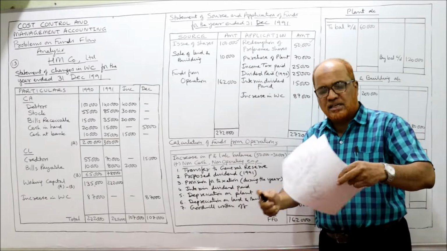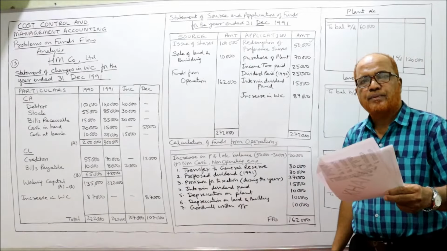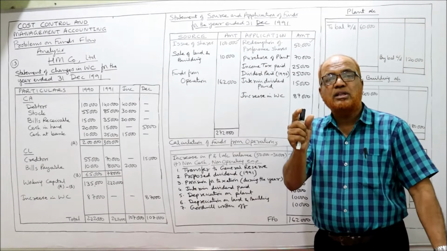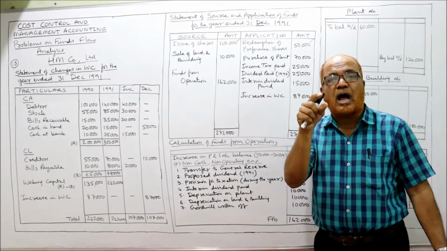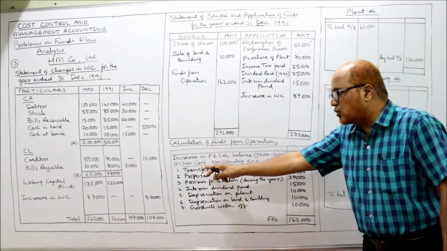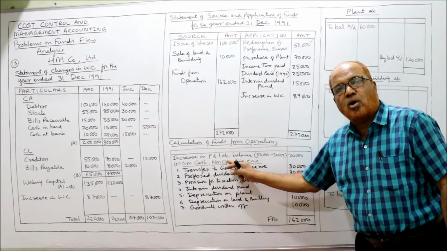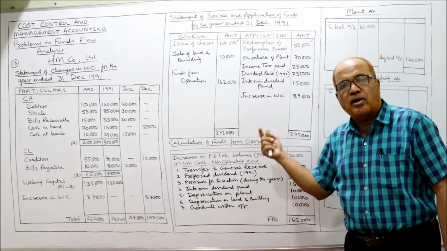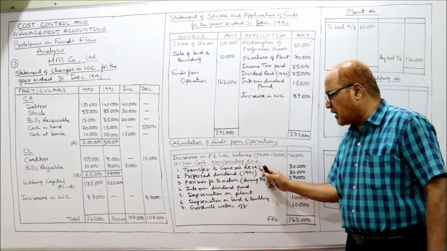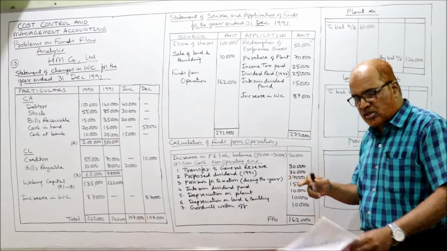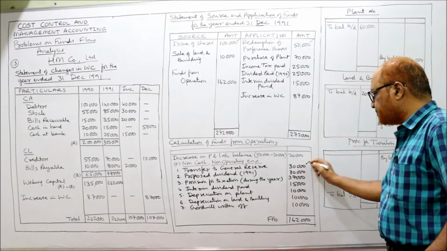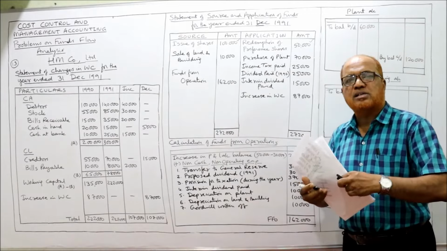Third, general reserve. See here, last year general reserve was 30,000. Current year general reserve is 60,000. That means during the year 30,000 rupees are transferred to general reserve. So transfer to general reserve should be taken under non-cash, non-operating expenses. Already in the previous problem also I told you. So this transfer to general reserve is 30,000. How 30,000? 60,000 minus 30,000 is 30,000. Here I tell you.